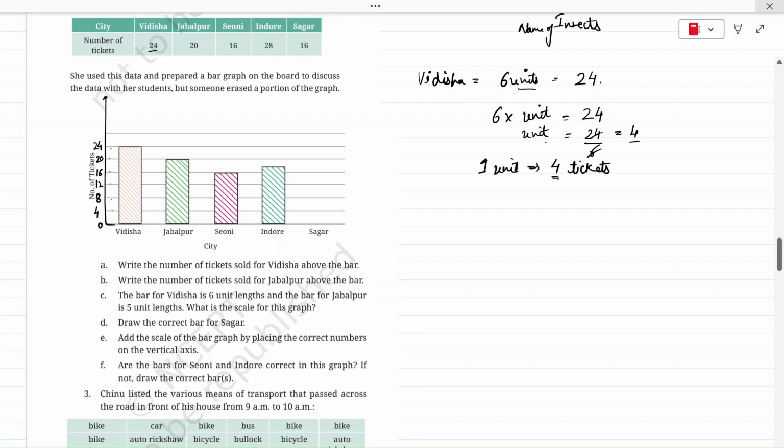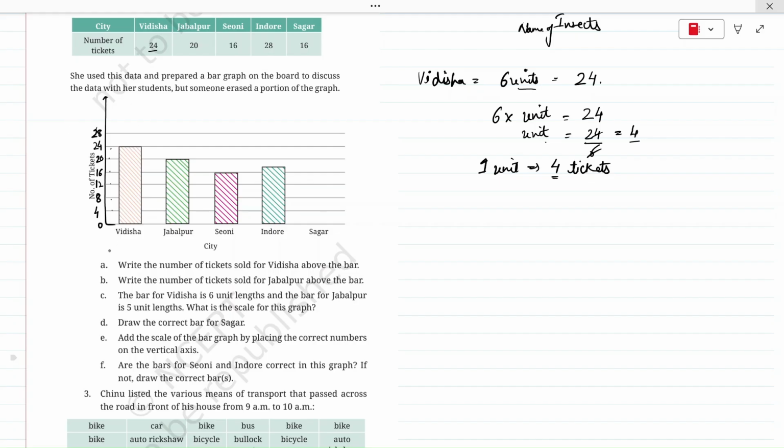And on the basis of this, I have marked these lines. I have again done the markings here. So it starts with 0, the first marking is 4, then 8, because the unit is 4. So after every 4 tickets, after every 4 number, we have to make the next marking. So this is 4, 8, 12, 16, 20 and 24. Okay, and the next one we have is 28.